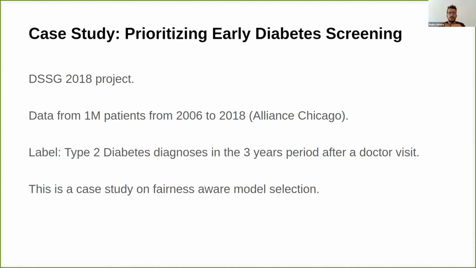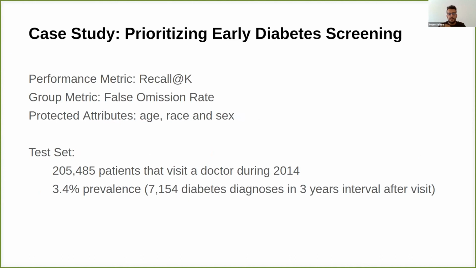And this is a case study on fairness-aware model selection. Our performance metric is what we call K. Our group metric for bias, in this case, we opted for false omission rate, but we could have chosen the recall parity. Protected attributes are age, race, and sex. And the test set is 200,000 patients that visited a doctor during 2014. And there is a 3% prevalence, so 7,000 diagnoses in the 3 year interval after the visits.